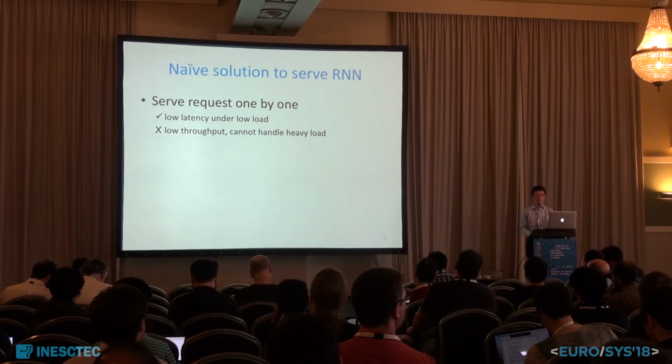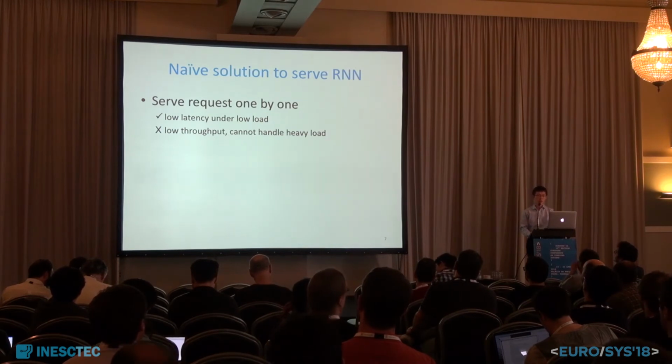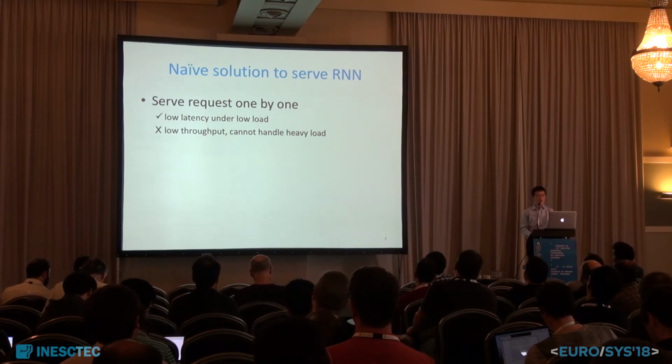Since the main target is latency, people may ask, why don't we just serve one request at a time, which seems to produce the lowest possible latency? This is true when the workload is low, but the naive solution produces terrible throughput because it cannot fully utilize the GPU. So it cannot handle heavy workloads.